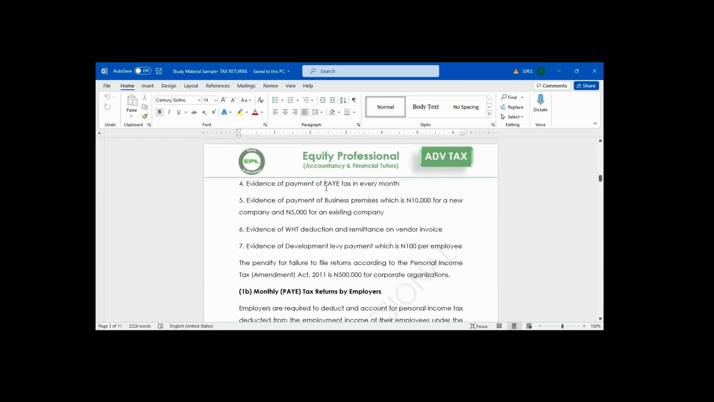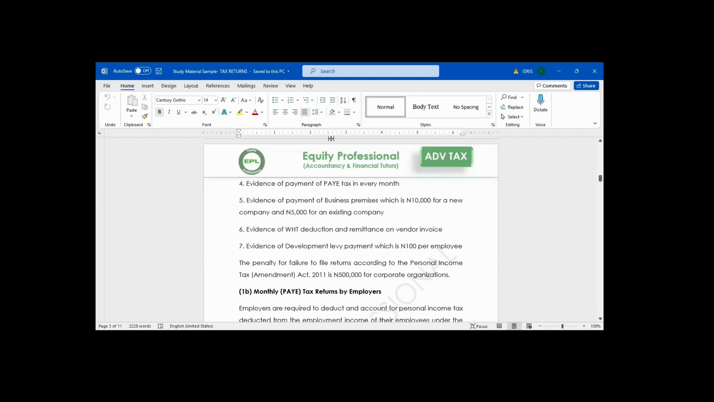is evidence of payment of payee tax in every month. Number 5, evidence of payment of business premises. And number 6, evidence of withholding tax deduction. Number 7, content of payee return, annual return, evidence of development levy, 100 naira per employee.